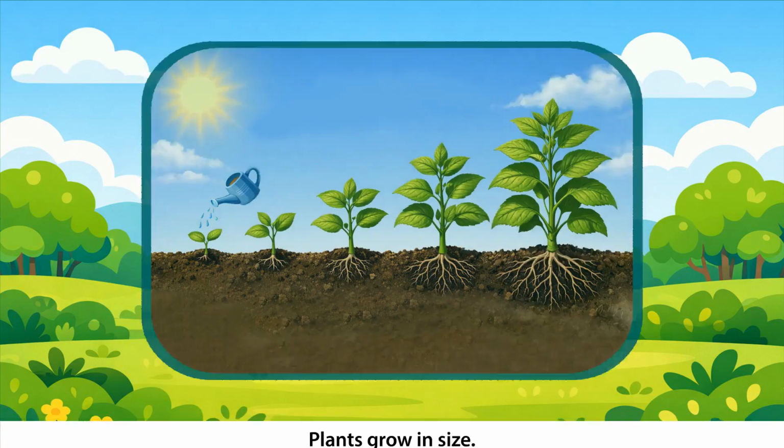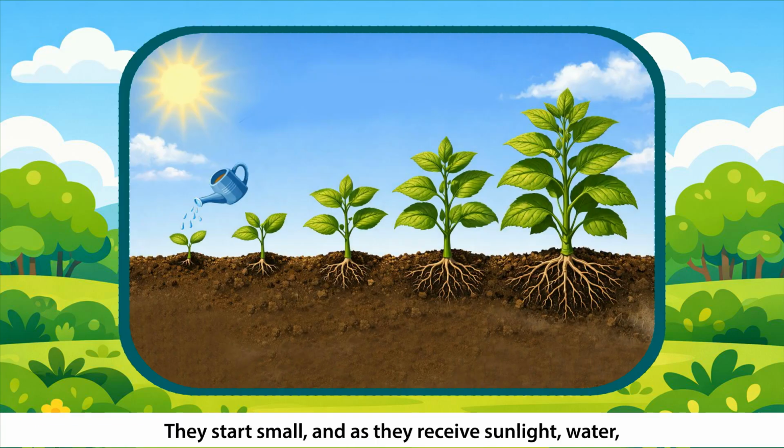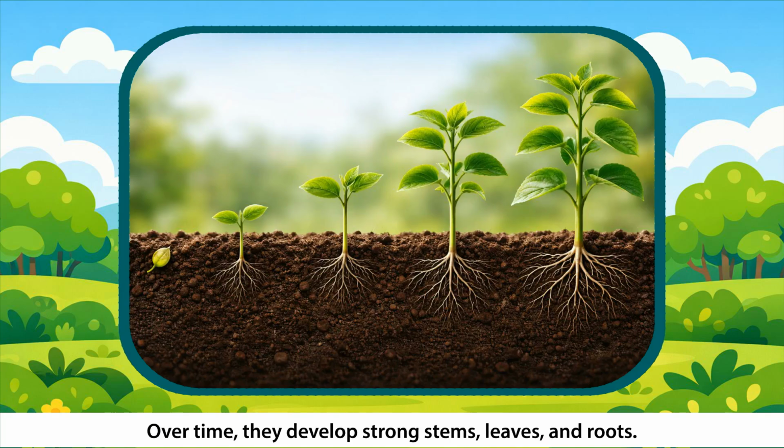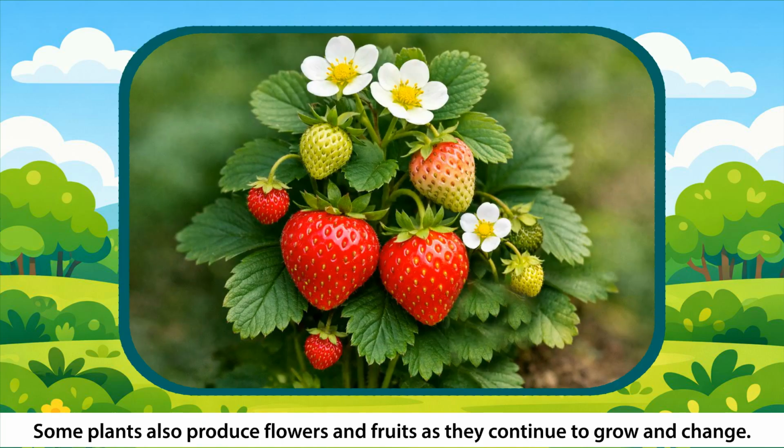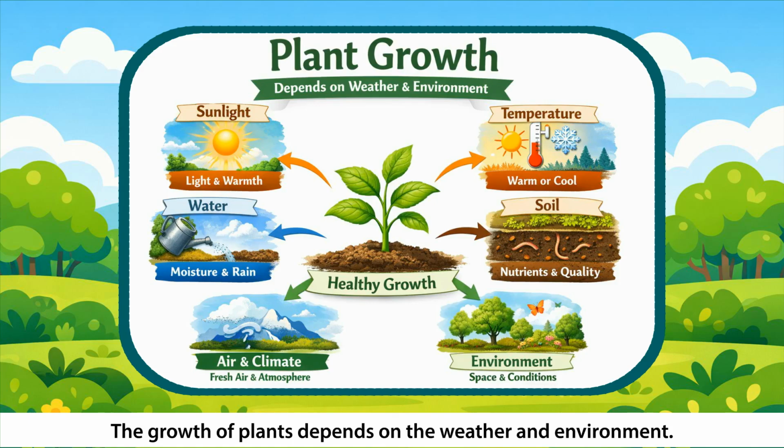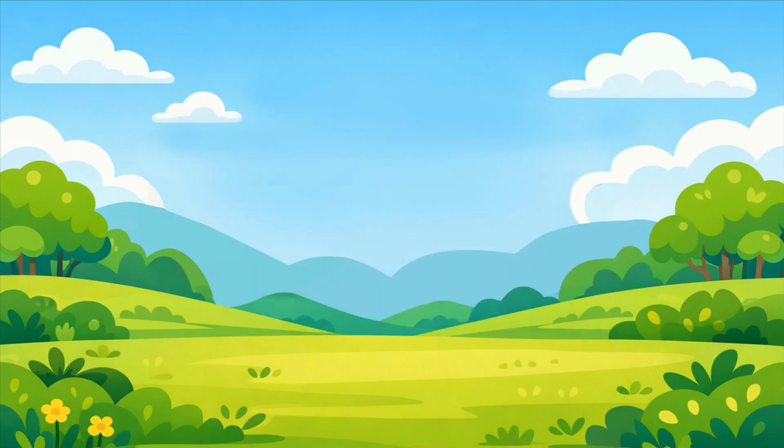Growth and change. Plants grow in size. They start small, and as they receive sunlight, water, and nutrients, they gradually grow bigger. Over time, they develop strong stems, leaves, and roots. Some plants also produce flowers and fruits as they continue to grow and change. The growth of plants depends on the weather and environment.